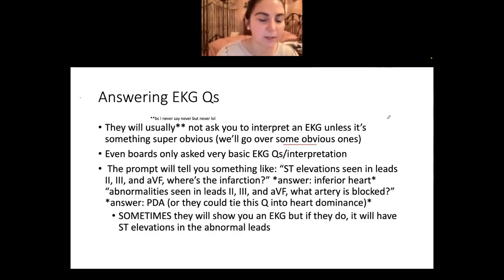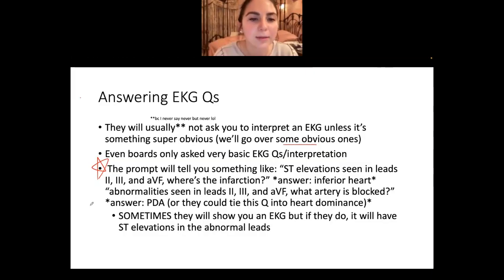Those obvious ones, I put all the ones that I got asked on boards. COMLEX didn't even ask me a single EKG question. It was all STEP that asked me EKG questions, but they asked very, very basic ones. A classic example, and this is what I tried to do at the end with questions I came up with: there's ST elevation seen in leads 2, 3, aVF. Where's the infarction? Leads 2, 3, aVF are the inferior leads, so it has to be an inferior heart MI.